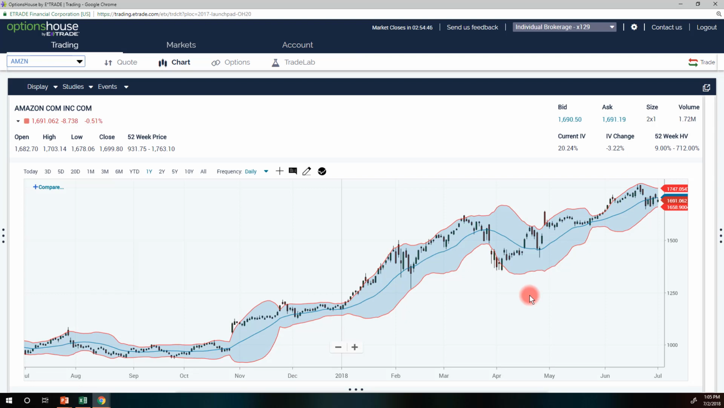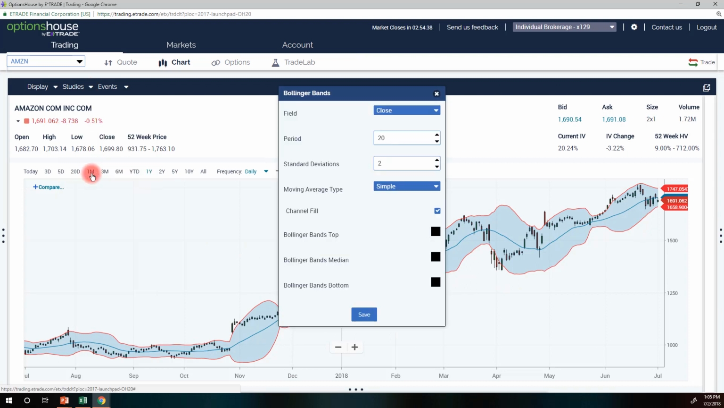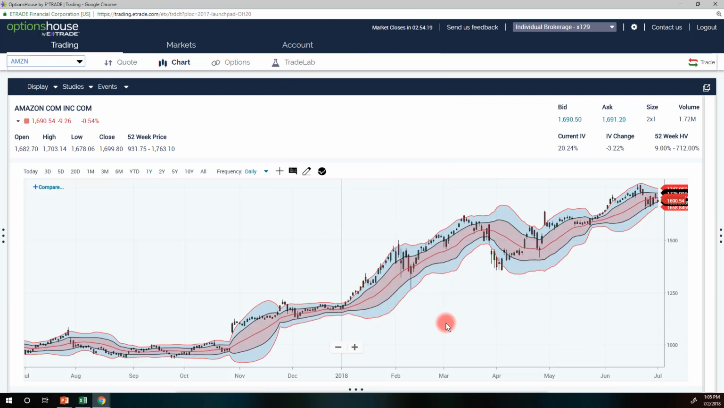There's another neat little trick we can do that's called a double band or a double Bollinger Band. What I'm going to do is come back up to my studies and choose Bollinger Bands. But now I'm going to make it one standard deviation. And let's just make the center part, let's say, red right here. And now we get a little different picture. Inside of this middle band here, this red band, is plus and minus 1 standard deviation. Inside the blue band here is plus and minus 2.